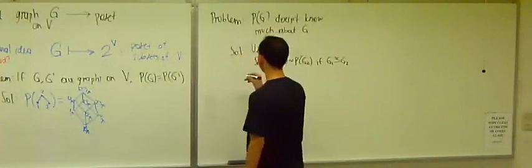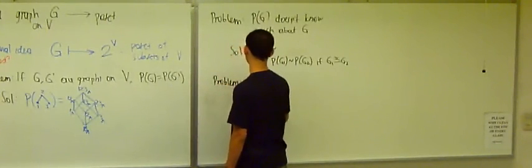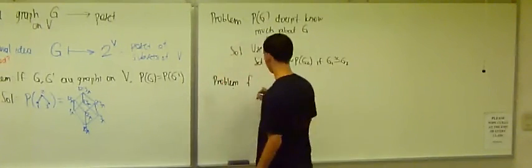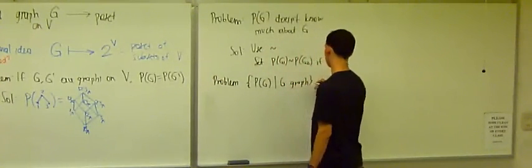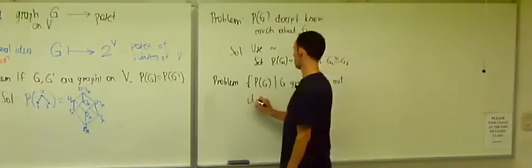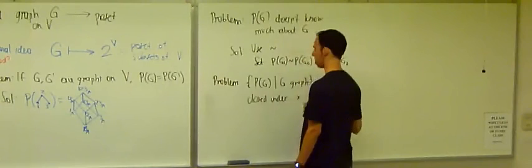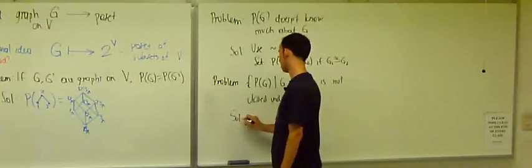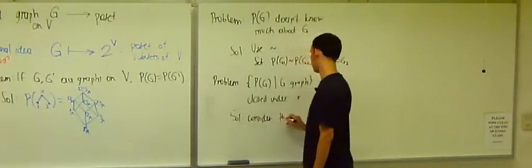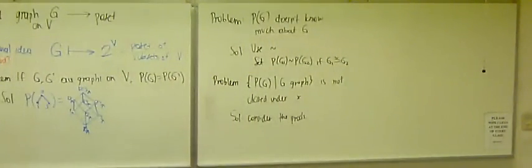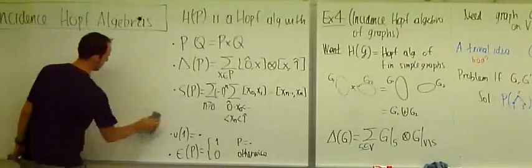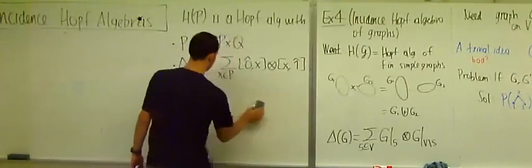So let me say, the next problem is that the set of P of G's, such that G is a graph, is not closed under products. And so my solution is going to be to just consider the products, as before. I'm doing this quickly because I don't have too much time left, but what I wanted to show you was some of the issues that come up and why the definition looks the way it does. So now I'm going to actually write down how this is done.